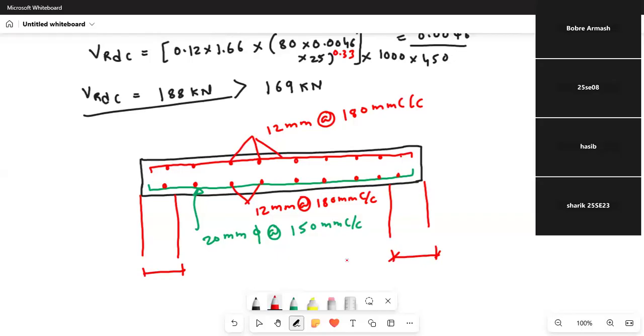Okay, no issue. So we have completed the design of the slab culvert. From the next class, we will see the design of girder, from tomorrow.